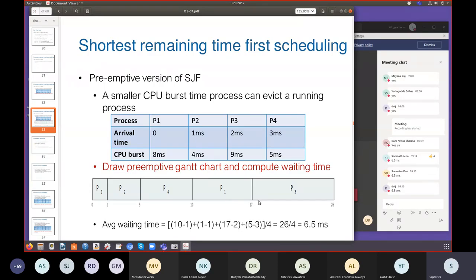After P1 ends, then P3 is assigned. So this is the average waiting time. Any questions?